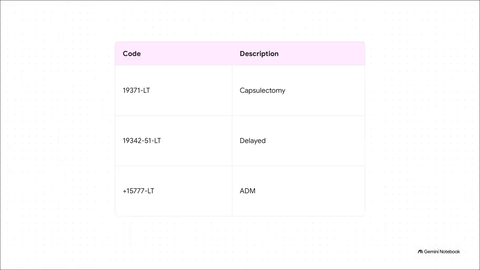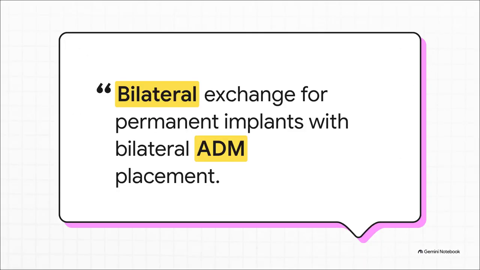All right, breaking it down, we start with 19371 for that en-bloc capsulectomy. Next, we use 19342 for the delayed insertion of the new implant into the newly prepared pocket. And finally, we add plus 15777 for the ADM. All of these codes get appended with the left laterality modifier, LT, and we drop a 51 modifier on the 19342 to clearly denote a multiple procedure. Awesome. Let's look at our second case.